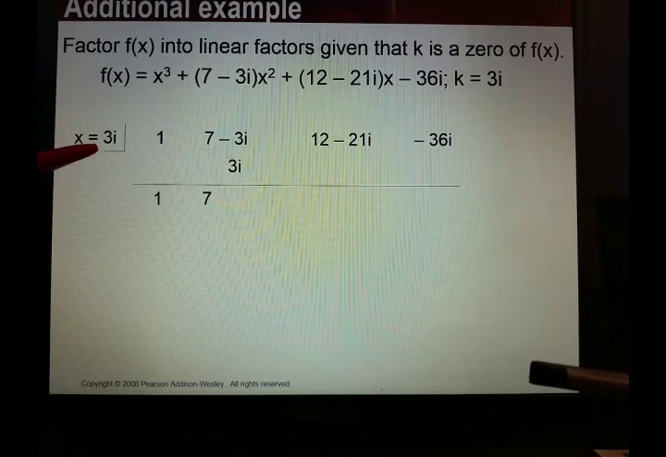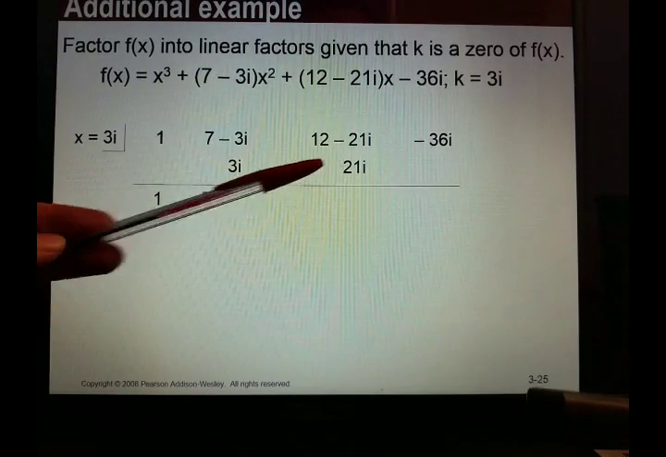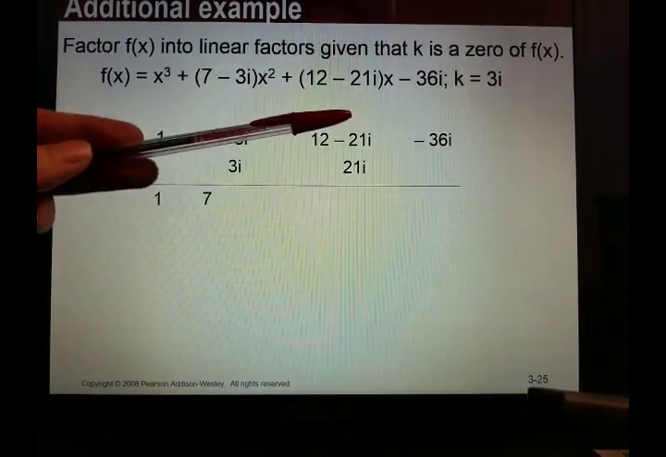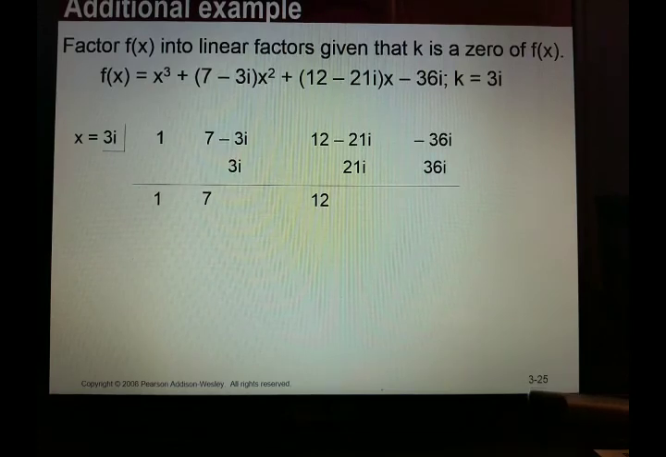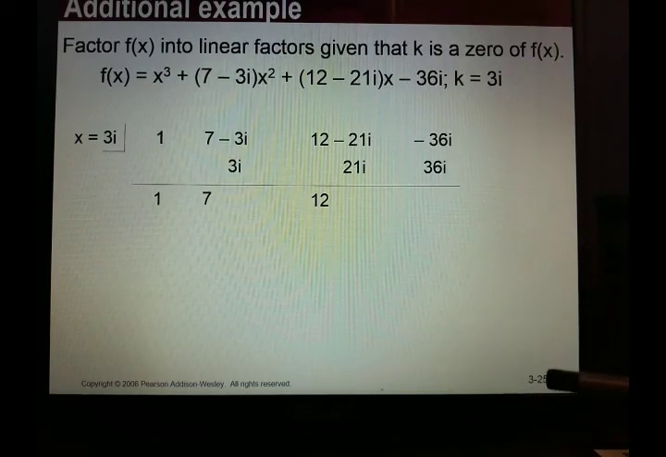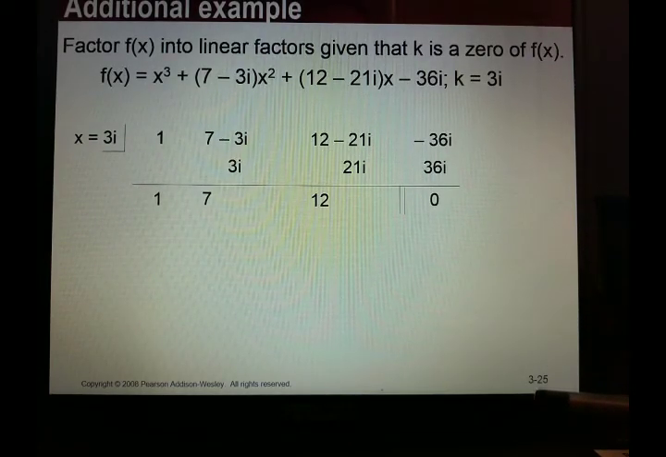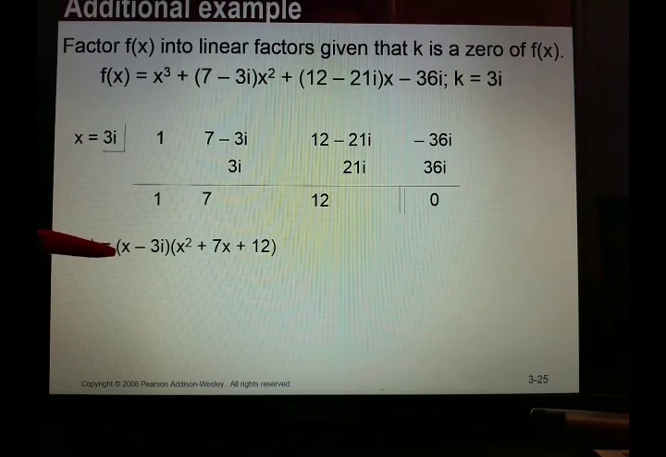Take 7 times the 3i, so that's going to be 21i here. Add those together, the i's are gone, and you get 12. 12 times 3i would be 36i. Add those together and you get 0. So again, we want to write this all in factors. So since this said x equals 3i, I move it back over equal to 0. That factor would be x minus 3i.